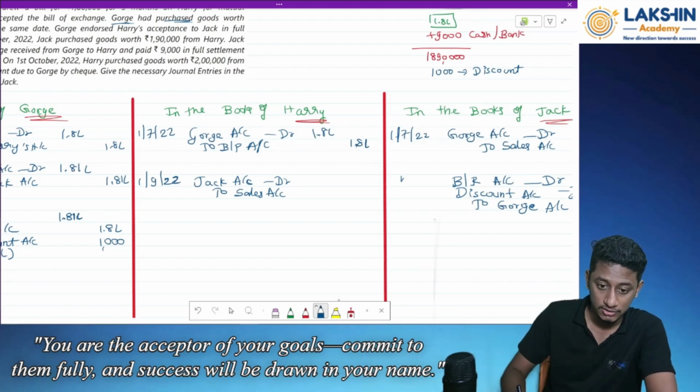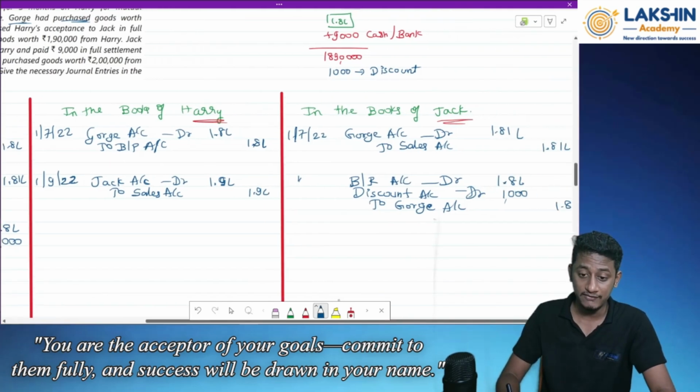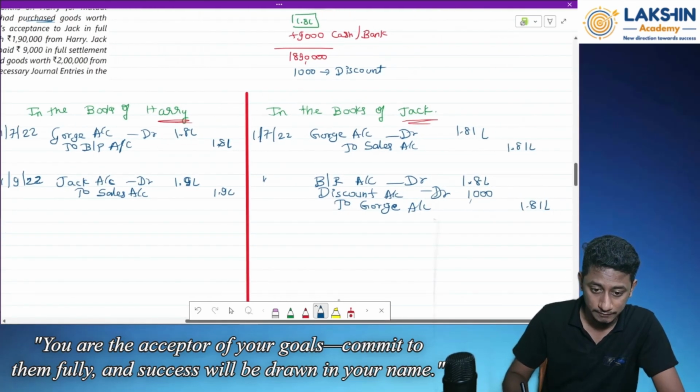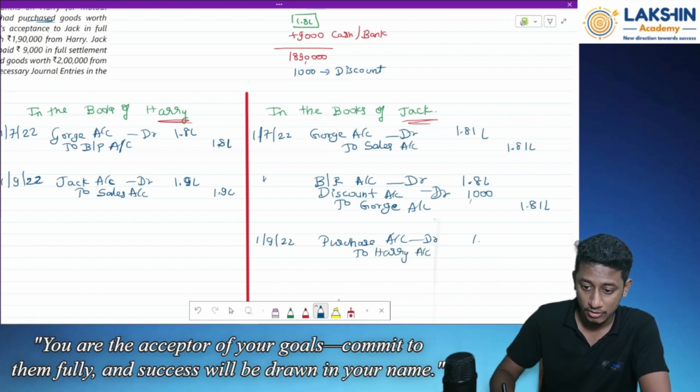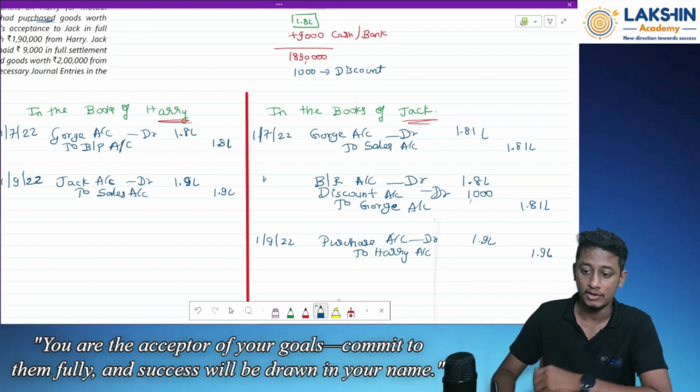Okay. So for how much? 1.9 lakh rupees is the transaction value for sales. The same way, we need to pass a purchase entry also. So the purchase entry would be what? Purchase account debited to, from whom I have purchased? From Harry. Harry's account, rupees 1.9 lakhs. Okay, fine.